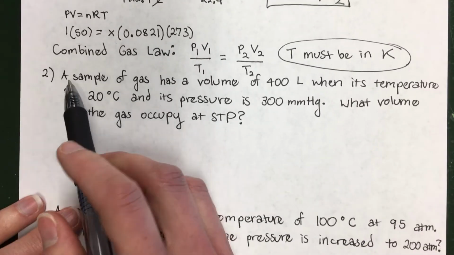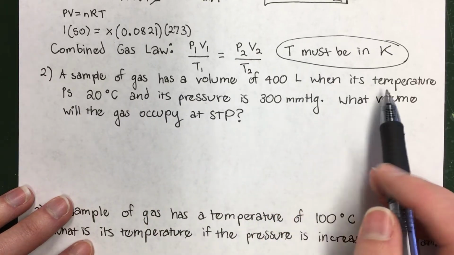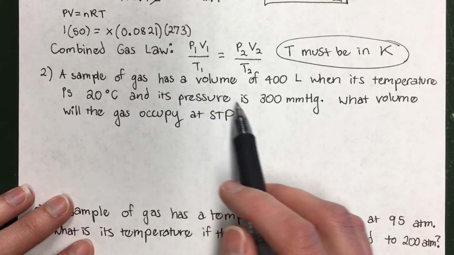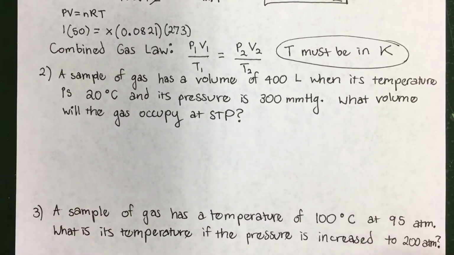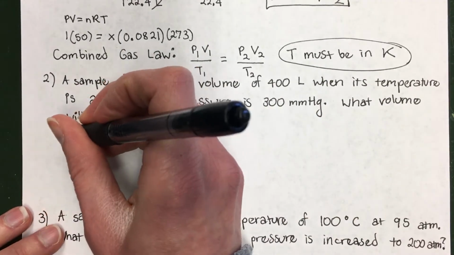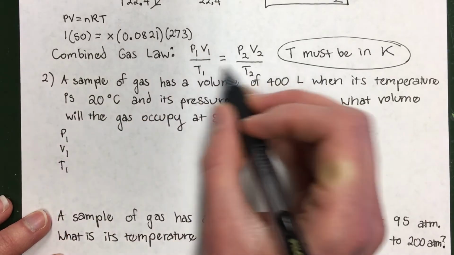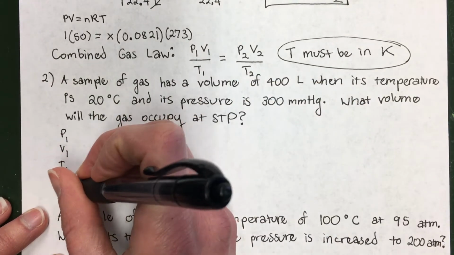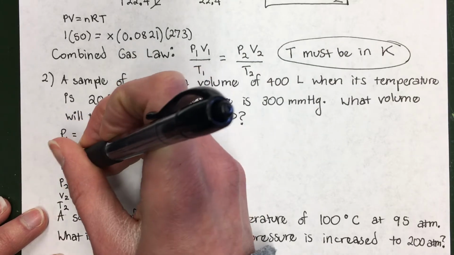So let's read this problem. A sample of gas has a volume of 400 liters when its temperature is 20 degrees Celsius and its pressure is 300 mmHg. What volume will the gas occupy at STP? So lots of stuff going on in this problem. Let's break it down and figure out what all of the different parts of our equation are. We should have all of the numbers except for one, and that will be our variable.